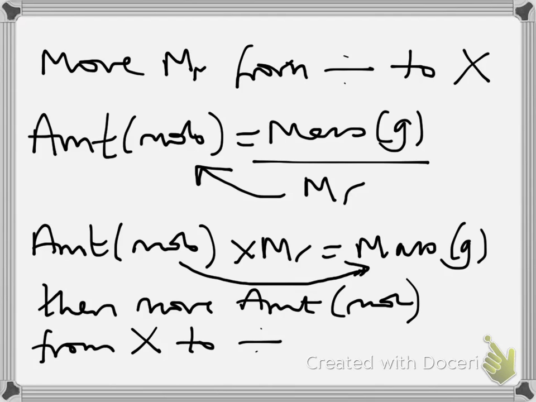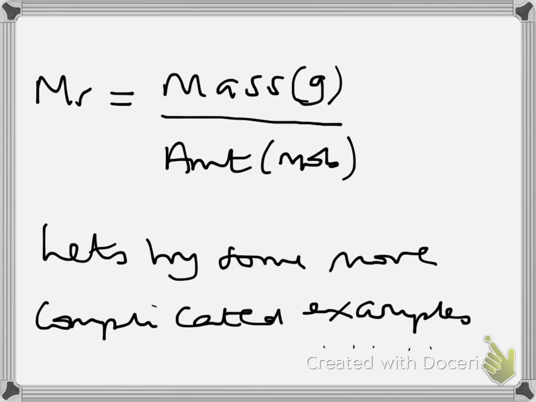So then we've got amount in moles times MR equals the mass in grams. So therefore, to get the MR on its own, we need to move the amount in moles. So as we move the amount in moles across the equals sign, it goes from multiply on the left to divide on the right. So we end up with the MR as the subject of the equation equals mass in grams over amount in moles.